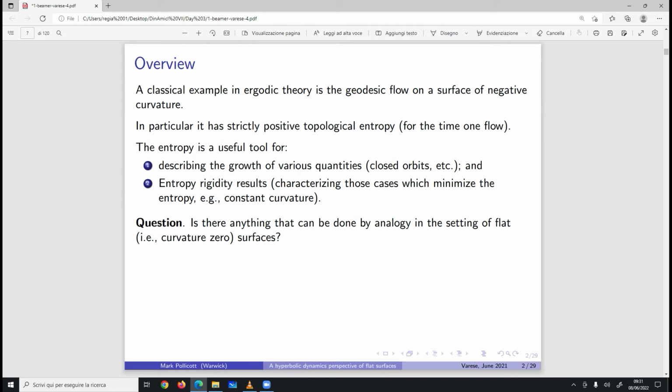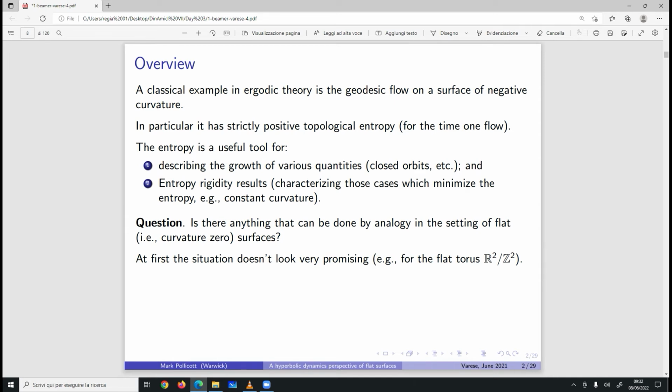And the question I want to ask is, can you do anything analogous to this in the context of flat surfaces, that is, surfaces which have zero curvature? So first of all, it doesn't seem very promising because it's not clear how you could define a notion of entropy which wasn't always equal to zero. That would seem to be rather fatal. So one has to come up with some appropriate definition. And secondly, one has to show that it's useful for something. So that's my goal in this outing.